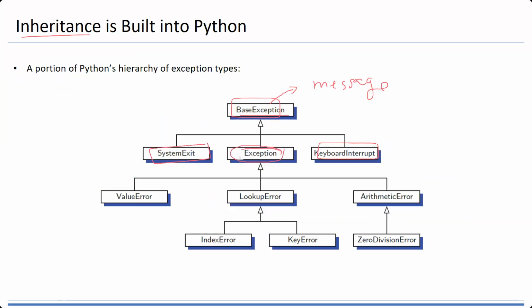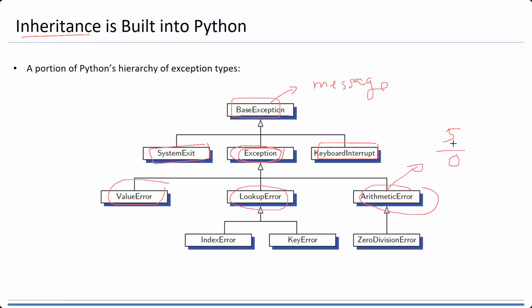And for the exception, there can be different kinds of errors, whether it is a value error, or lookup error, or arithmetic error. The arithmetic error means this is something related to arithmetic. Let's say 5 divided by 0.